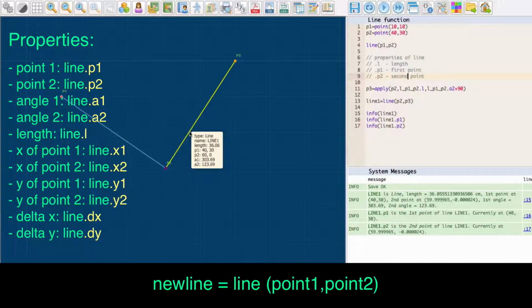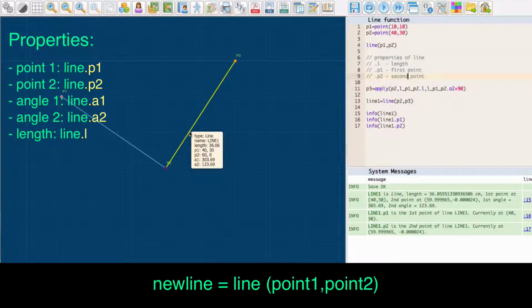The additional properties are used rarely in drafting. In most cases you will need the main ones: the length, the points, and the angles.